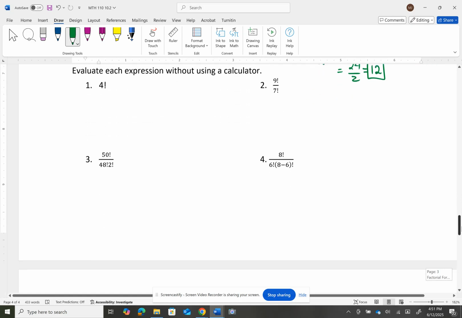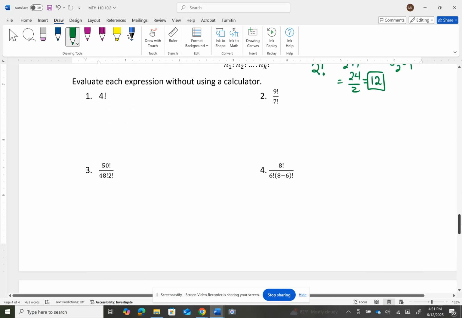So let's go ahead and just look at what the factorial really means and how to do it without using the calculator. So we already know this one. It means 4 times 3 times 2 times 1. So that's 12 times 2 is 24 times 1 would be 24.